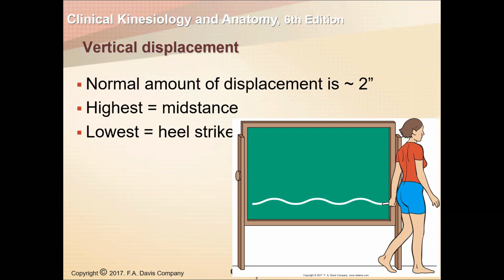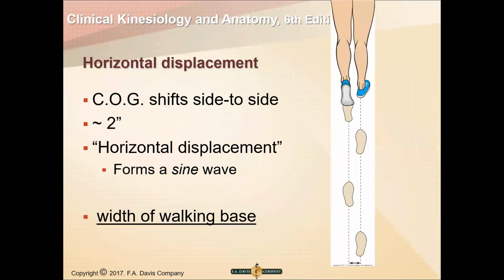The highest is at mid-stance when our knee is locked. The lowest is at heel strike. The good news is with horizontal displacement, you only have to remember the same number. It's about a 2-inch displacement, right? Horizontal displacement is the side-to-side movement, and it forms a sine wave. It also indicates the width of base of support. So when we're walking, about how far apart are our feet? Now, some of you will go, my feet are definitely further apart than 2 inches. Well, that may just be your base of support's a little different. But on average, there's going to be about a 2-inch gap side to side when you're walking.